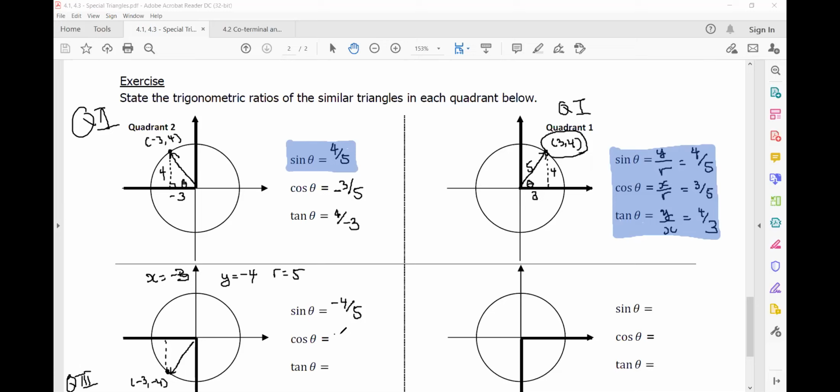Cosine, x over r, -3 over 5. And tangent is y over x, -4 over -3. A negative divided by a negative is a positive, so I'm just going to write 4 over 3. I'm also going to take a color and highlight the only ratio that happens to be positive.